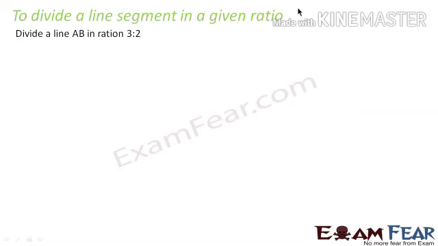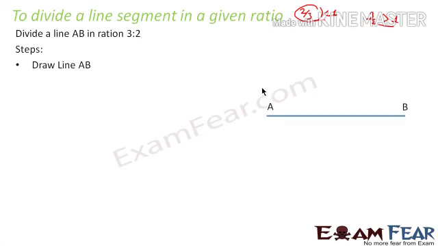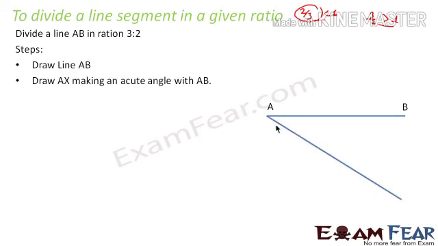So if you observe the first thing here, earlier 2:3 was the ratio and 2 by 3 is less than 1. Correct? Now the ratio is 3:2 and that is greater than 1. So the scenario will change here. First thing is draw line AB. Correct? Then again, same thing, draw a line AX making an acute angle with AB. So you have this line AX.